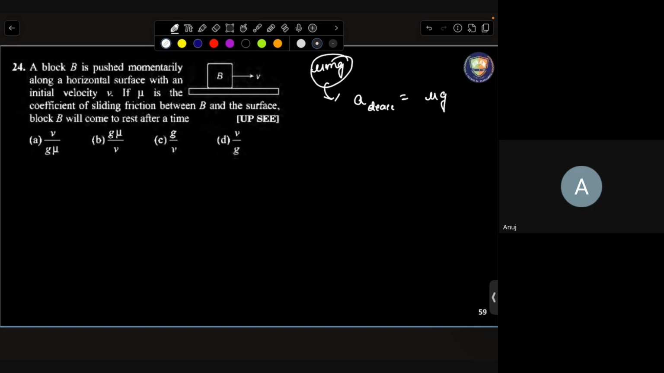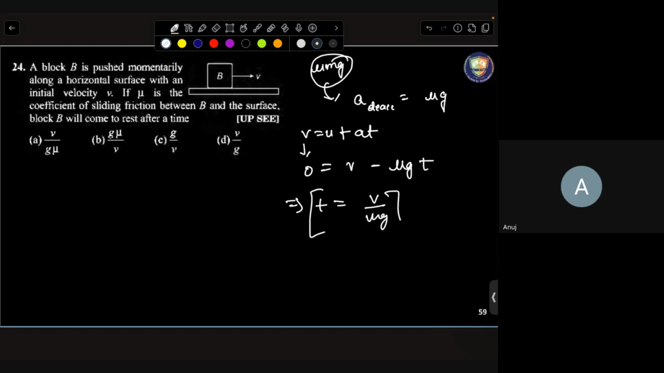So we know the acceleration, so we can use the formula V equal to U plus AT. Since V is 0, U is given as V only, and this is deacceleration, so minus mu g T. So you can see T is equal to V by mu g. This is the answer. I hope you understood this one.